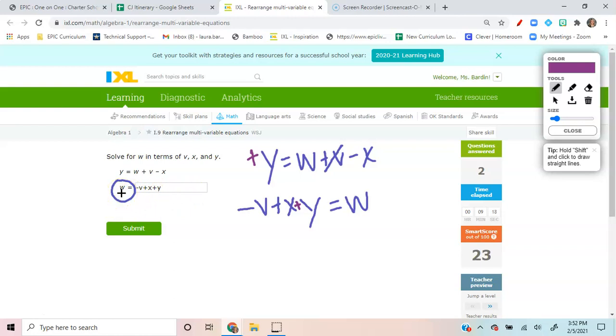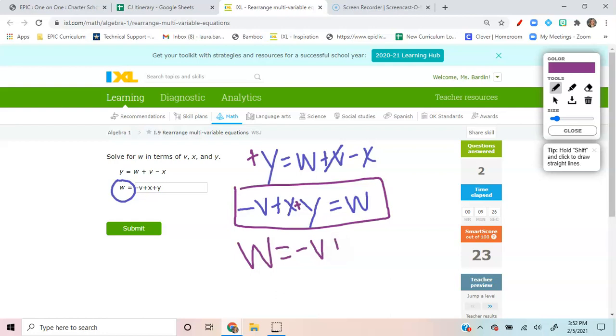So remember, I can write it like this, or I can write it like this. W is equal to a negative v plus x plus y. Either way, it's the same answer. And let's go on to the next one.